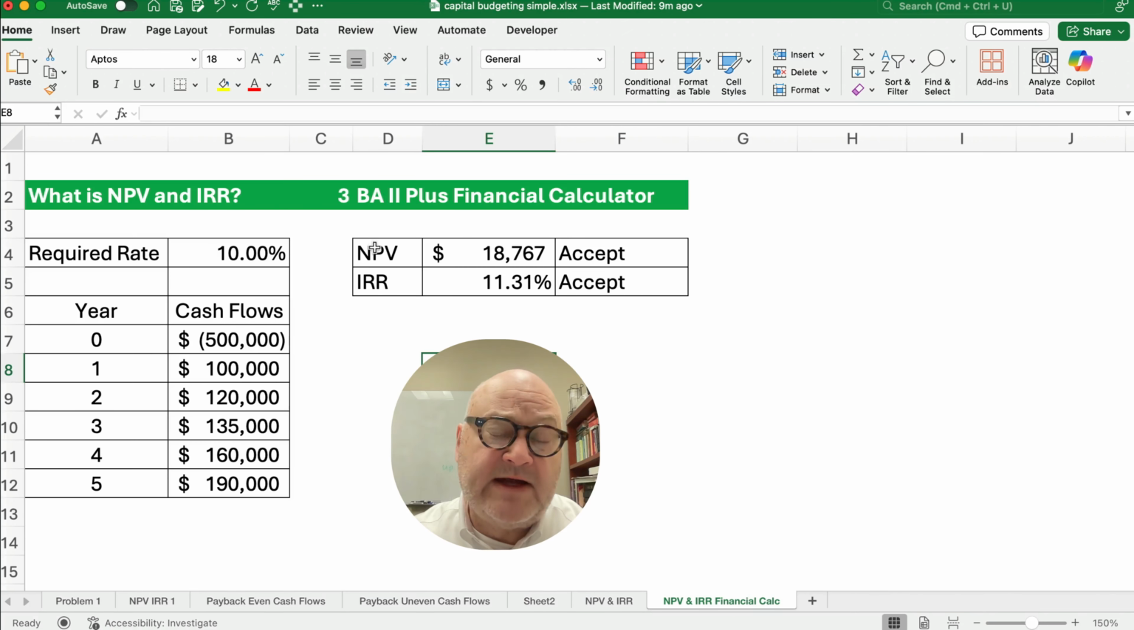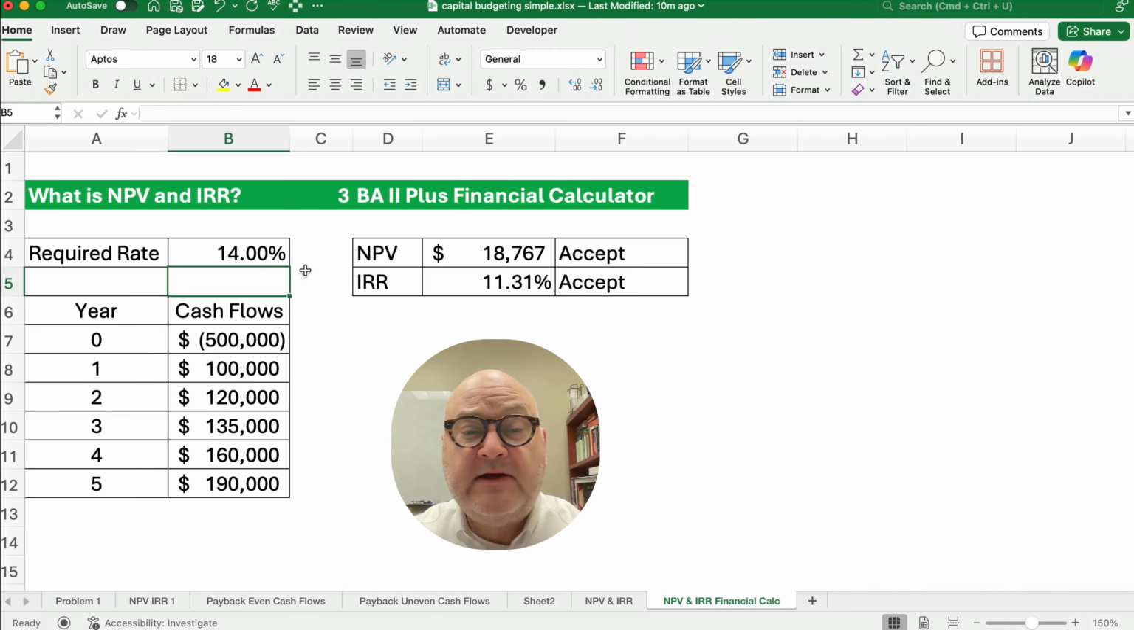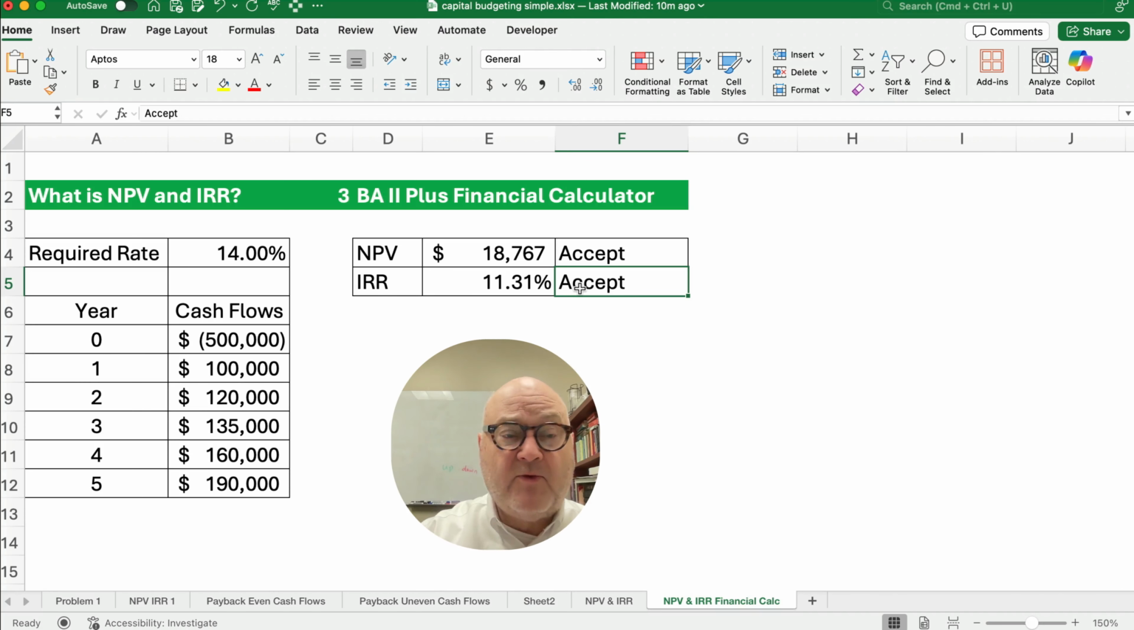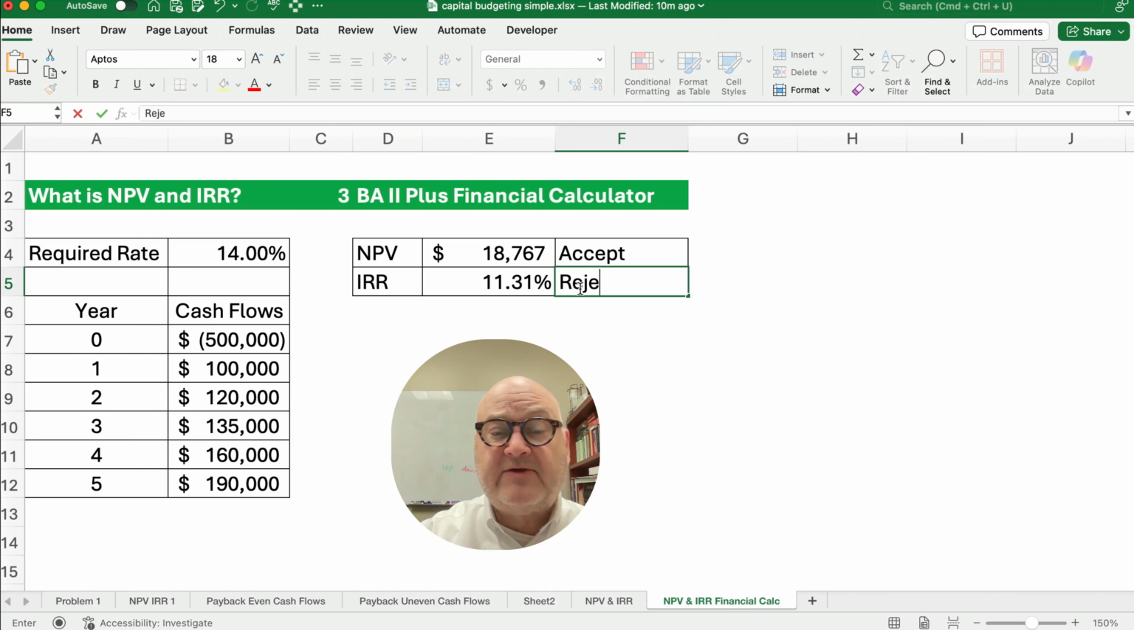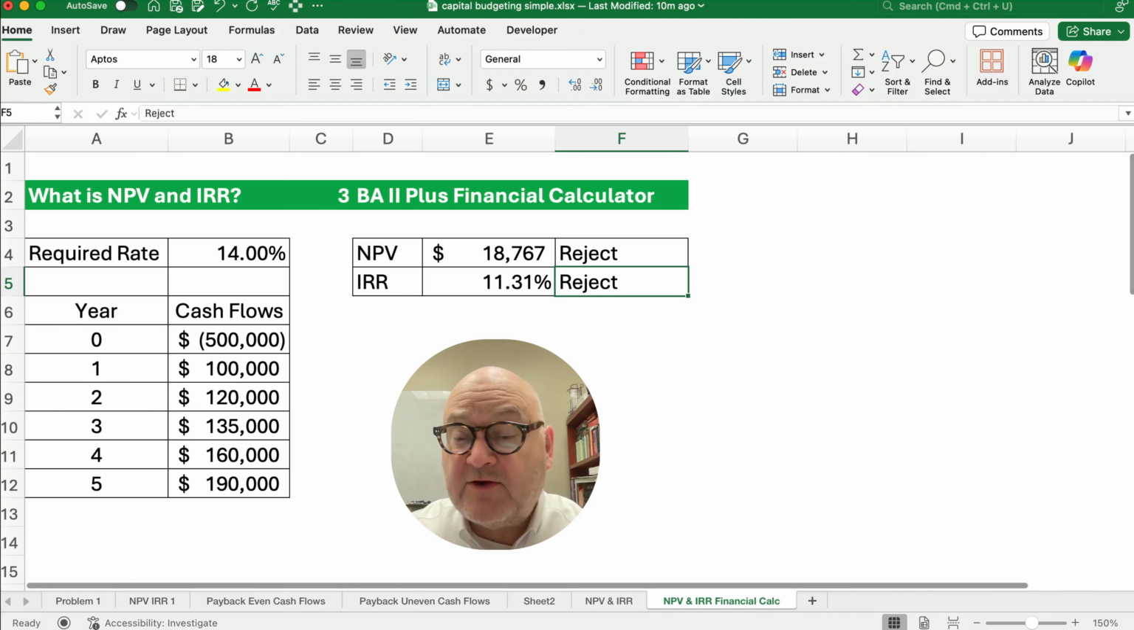Now, what's the relationship in these two numbers? If we change the required rate, then net present value changes, but the internal rate of return, the IRR, does not change. So for example, what if this were 14%? We required 14%. Well, the internal rate of return is going to be the same, 11.31. So we would reject, because now we need 14%. Our NPV is going to be different. It's going to be a negative.